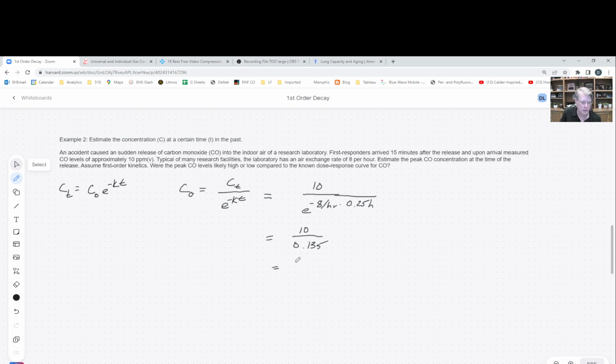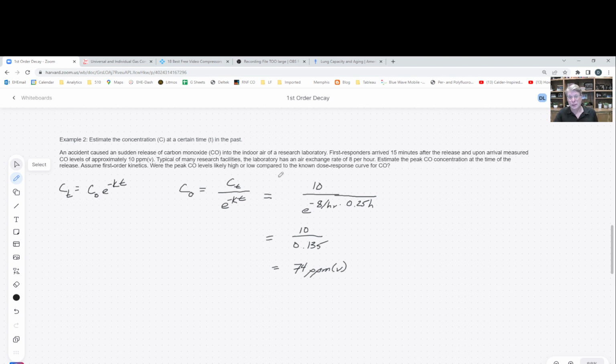And from that, we get a concentration of, let's see, 10 divided by 0.135. So we get about 74 parts per million. So based on these conditions and assumptions, we estimate a peak concentration of 74 parts per million.